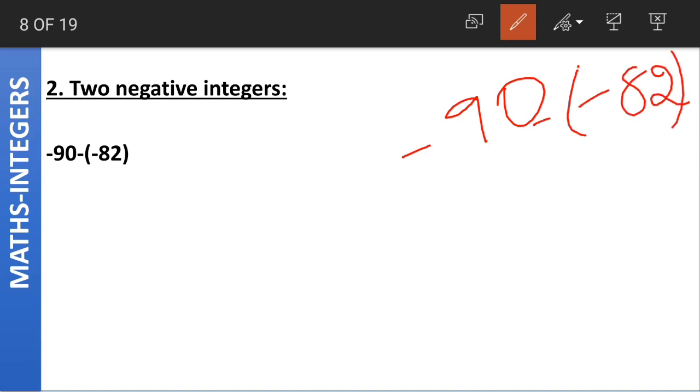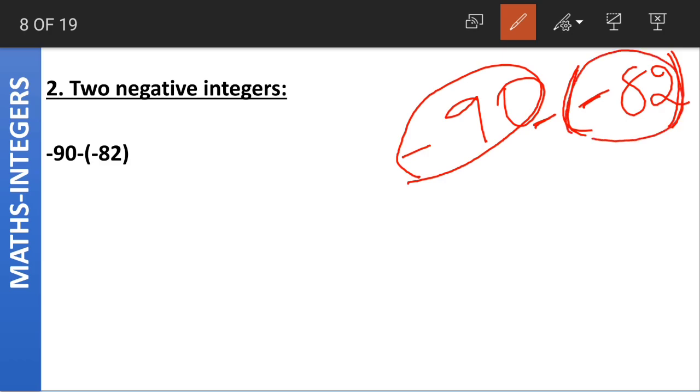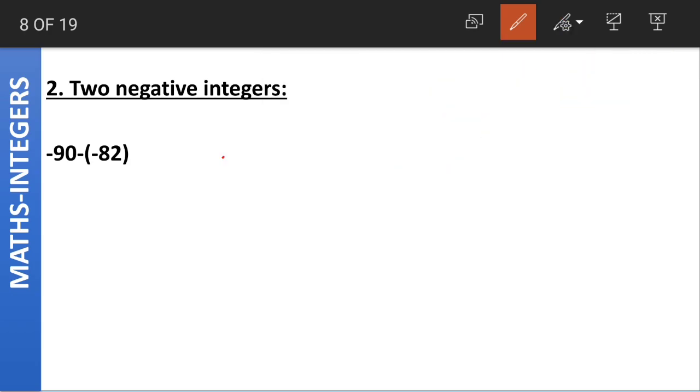Now look at the difference between the previous question and this question. We are having brackets here and two negative signs, which means that minus 90 is a negative integer, minus 82 is another negative integer, and we are subtracting both of them. Is it clear? Minus 90 is the first integer, minus 82 is the second integer. Now how do we do this?